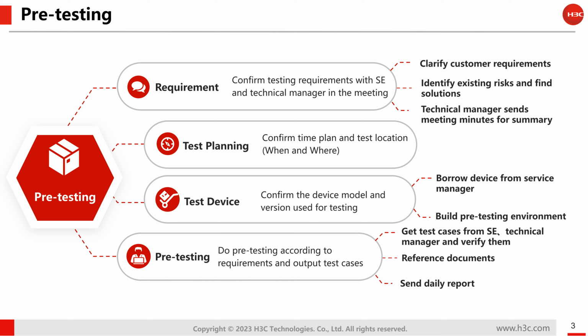What do we need to do during pre-testing? There are 4 points to note. Firstly, you need to confirm the customer's requirements. You should have a meeting with the sales engineer and technical manager to discuss and clarify the customer's requirements, analyze whether there are any risks and find the solution. The technical manager should send meeting minutes for summarizing and recording.